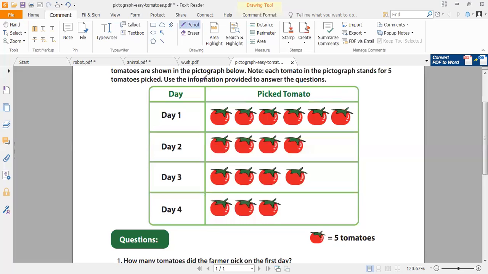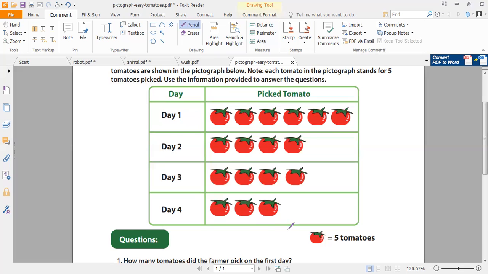Okay, so this pictograph is about tomatoes. First, this pictograph we said is about tomatoes. A farmer picked tomatoes from his farm. He picked in day 1 these tomatoes, and he picked in day 2 this number of tomatoes, and day 3 and day 4. Okay, the important thing is to know how many tomatoes in each day. If I asked you how many tomatoes in day 1, for example, normally you will count the number of tomatoes that you see. 1, 2, 3, 4, 5, 6, right?